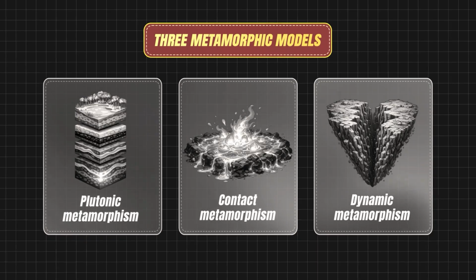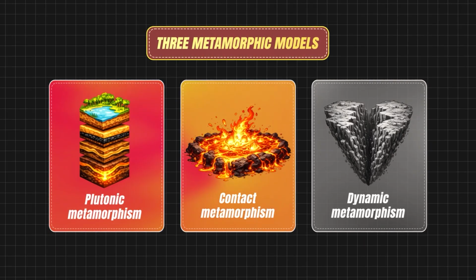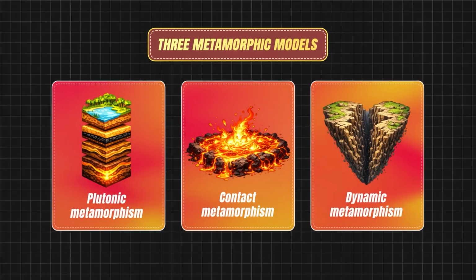Different sources and combinations of these three forces give rise to three distinct metamorphic models, which in turn cause coking coals formed under the same coal-forming environment and from the same coal-forming materials to exhibit significant differences in their technological properties. These three different metamorphic models are plutonic metamorphism, contact metamorphism, and dynamic metamorphism.